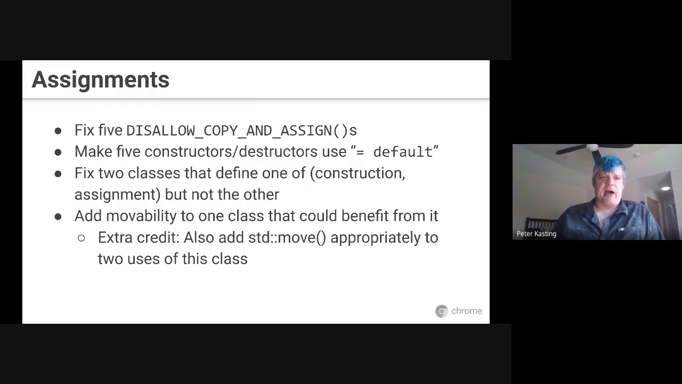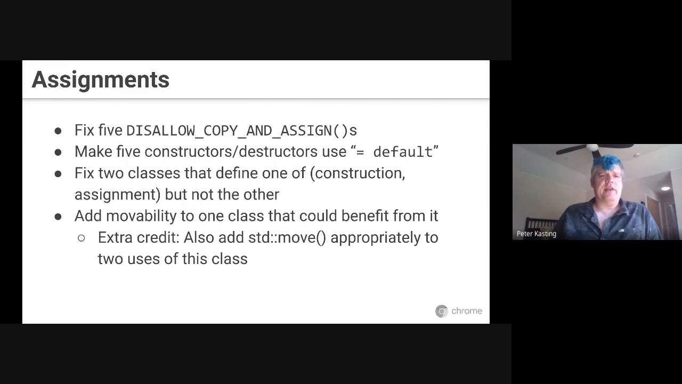Second bullet, make 5 constructors or destructors use = default. Now you can do this in the declaration, in the header file, and you should if you can get away with it, generally. But if the Clang plugin warns you that you're now inlining a complicated thing, then you will have to go do the = default in the .cpp file, and that's legal. So go do that.